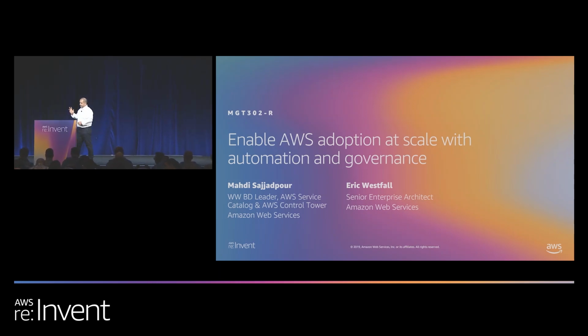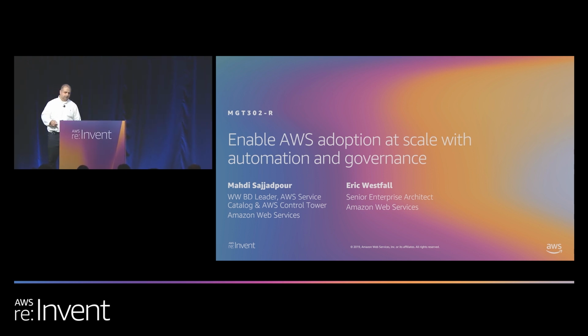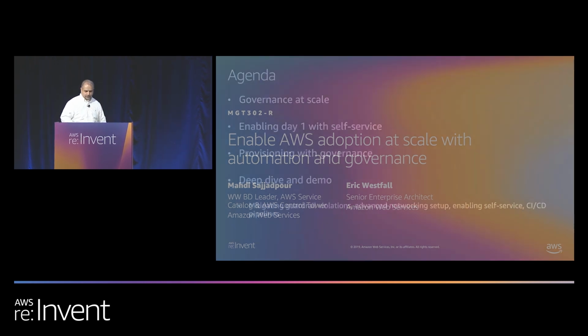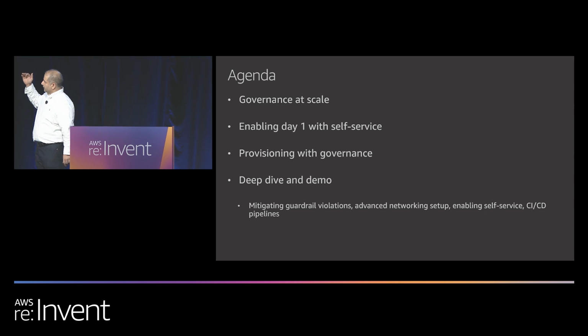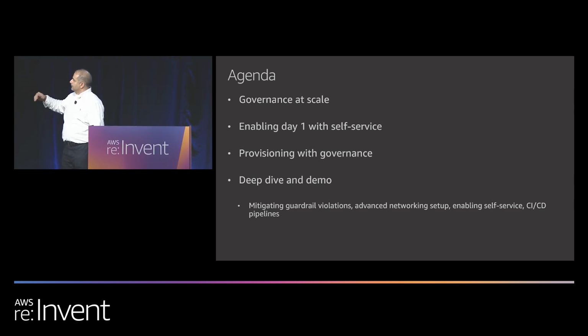Today, we're going to talk about three distinct things. One is adoption at scale, and how to do that with automation and governance in place. So I'll walk you through the agenda and go through what we're going to talk about today. At a high level, we're going to talk about governance at scale, how to enable that, how to make that as self-service as possible.